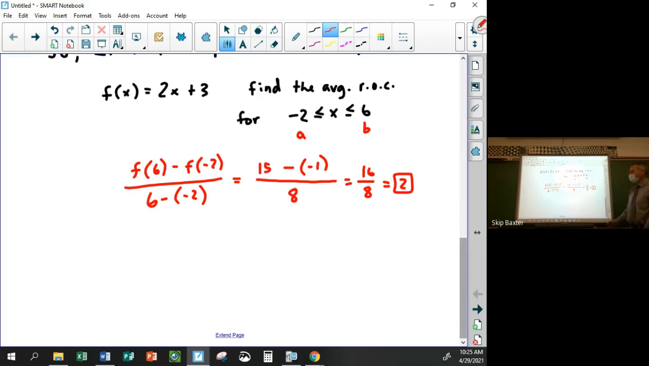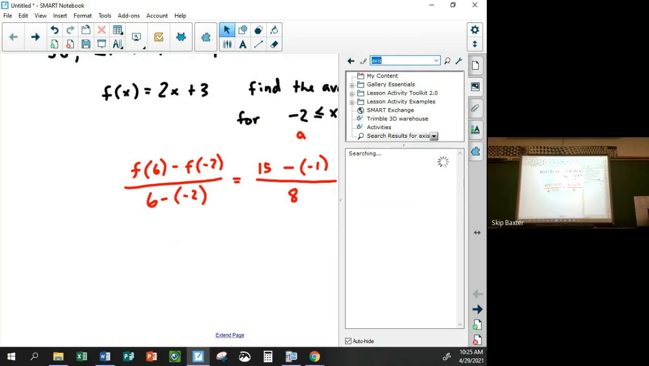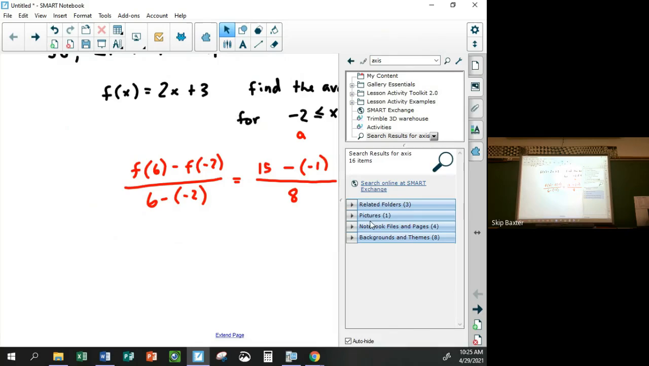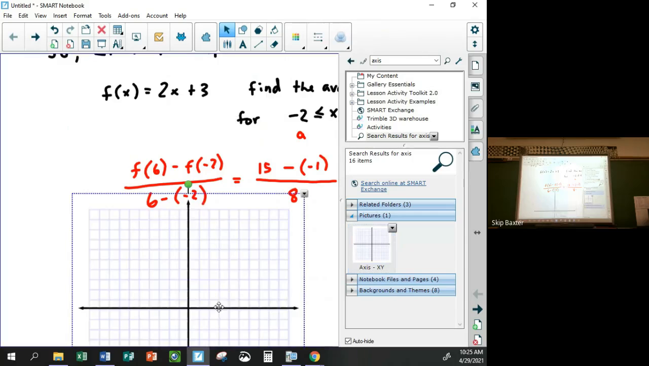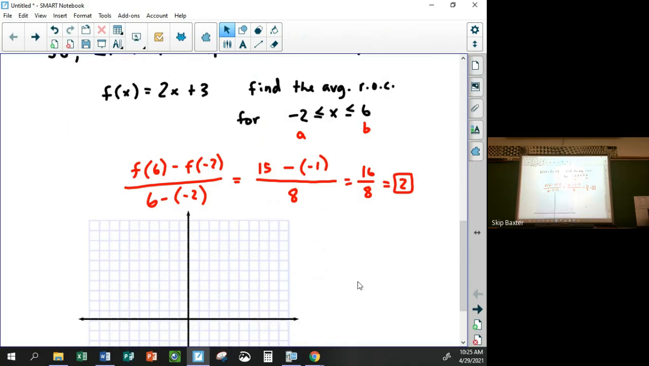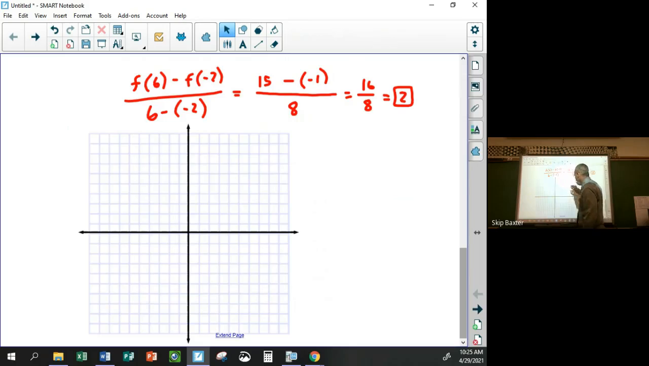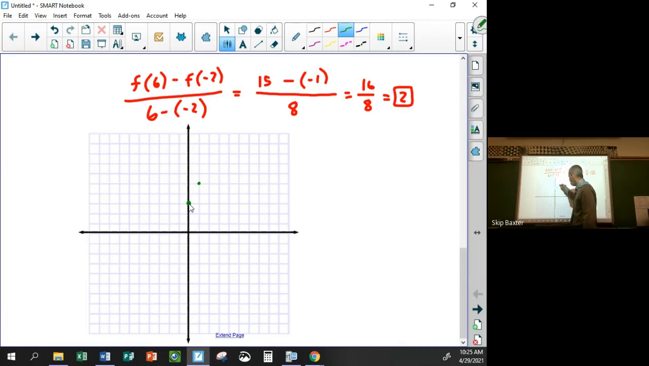And if you had graphed this, you'd get the same result. I know what this function looks like. It's really easy to graph. It's just a line. So if I graph this line that has a slope of 2 and a y-intercept of 3, okay, if I graph this line, it looks like this, right? It has a y-intercept of 3, a slope of 2.